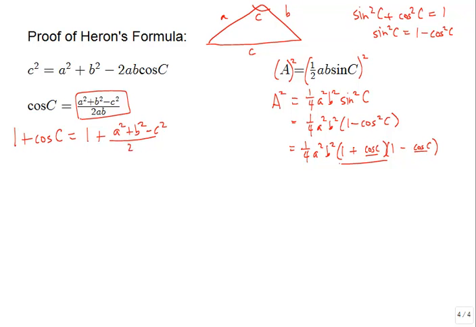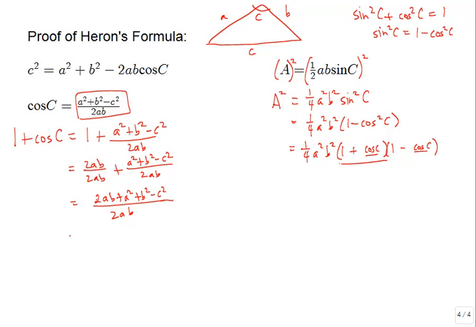Now in order to add 1 to that, you can't add a fraction plus 1 without getting a common denominator. So I'm going to rewrite 1 as 2ab over 2ab. So that's still equivalent to 1. But now that I have my common denominator, I can consolidate this into 2ab, and that means I'm left with this 2ab plus a squared plus b squared minus c squared on top.